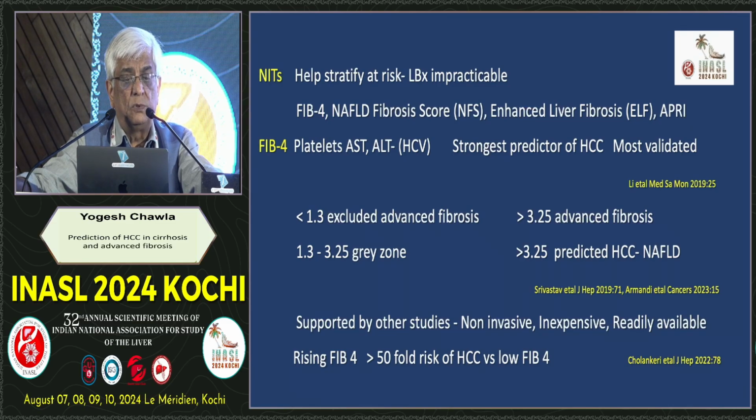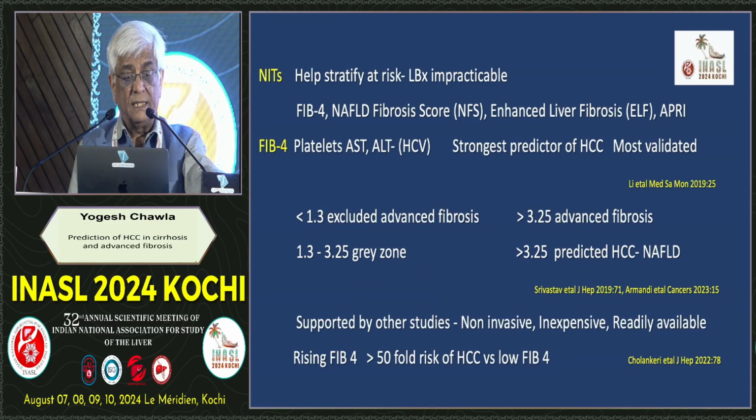FIB4 is very simple to do. It takes into account platelets, AST and ALT. Initially started for HCV, it is now being used for MAFLD as well as hepatitis B, and has been shown to be the strongest predictor of HCC and the most validated. A value of less than 1.3, and in the Indian context less than 1, excludes advanced fibrosis, but anyone with a value of more than 3.25 indicates advanced fibrosis, and these patients are likely to have HCC, as has been shown in a lot of studies.